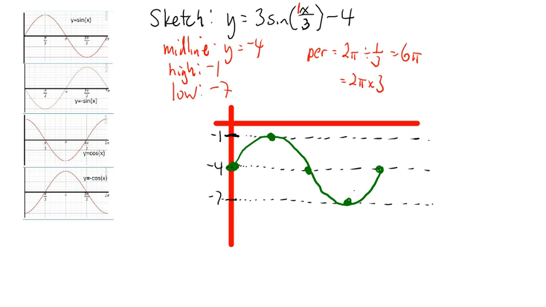And then I throw my period at the end of the cycle on the x-axis. And the halfway point will be 3 pi. This is 1.5 pi, or 3 pi over 2. This will be 4.5 pi, or 9 pi over 2.